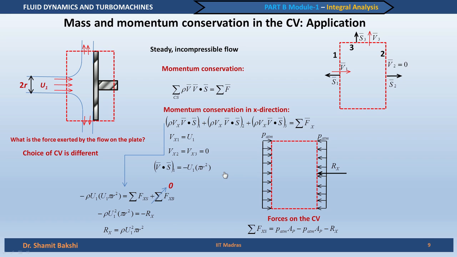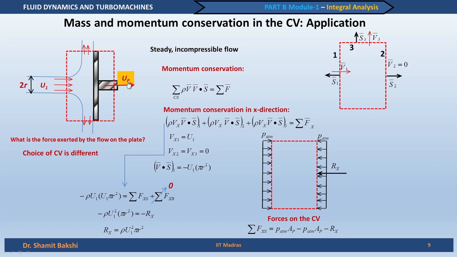Now, this entire analysis can be extended to a case where the plate is moving with a constant velocity. We will demonstrate this before ending this lecture. Let us say the plate is moving with a velocity u p. We can easily imagine that the forces acting on the plate will depend on the value of u p. For example, if the plate is moving at the same velocity as the jet, that means u p is equal to u 1, then no force will be exerted on the plate.